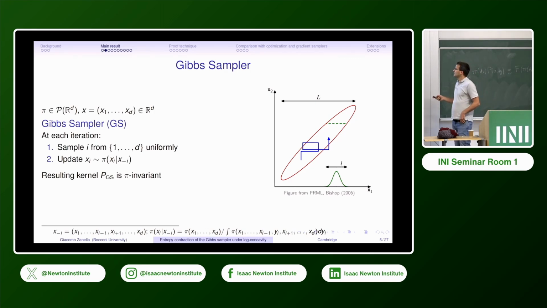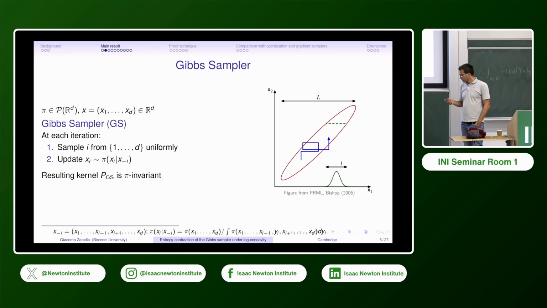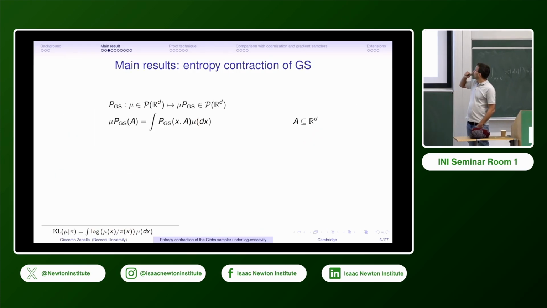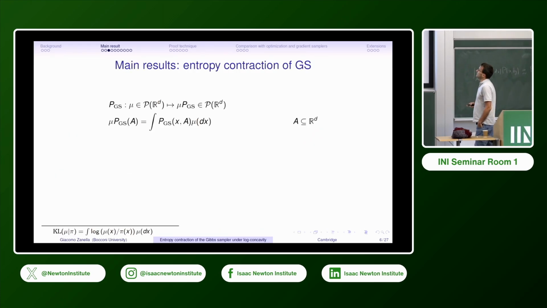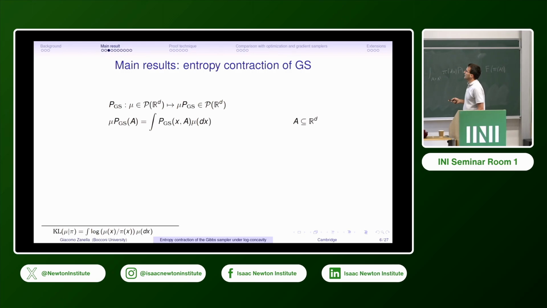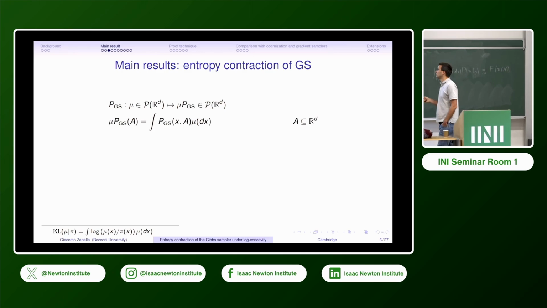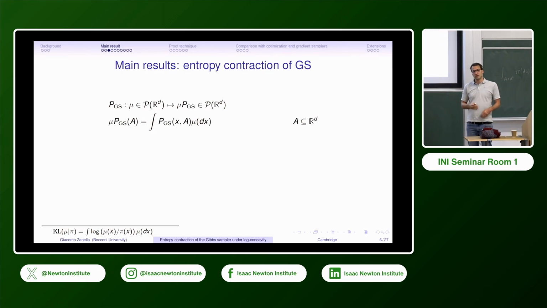And this is the kernel that we'll study in terms of convergence to stationarity. Okay, so we'll see the kernel as an operator in the space of measures. So it sends a measure from P over D to mu P, which is the usual notation where mu P denotes the convolution. So it's the distribution of the Markov chain after one step, assuming that at the previous iteration it was distributed according to mu.